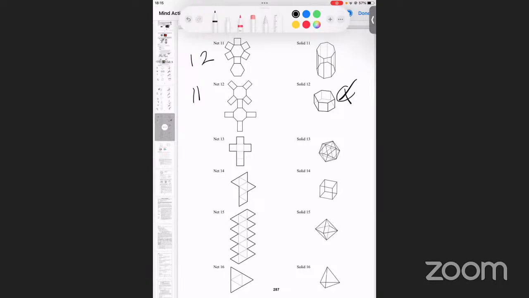And net 13. Ma'am, I think it will be solid 14. Yes. And what is solid 14, Busisiwe? Ma'am, like the name of the shape? It's a cube. Yes. Okay, and net 14.